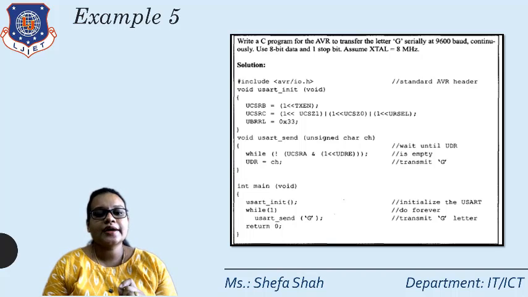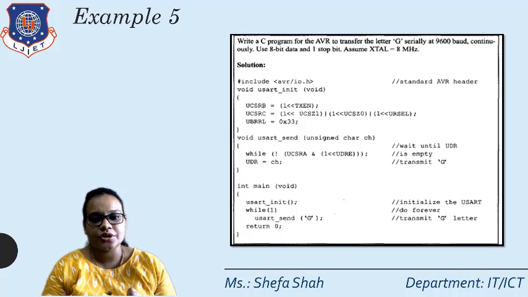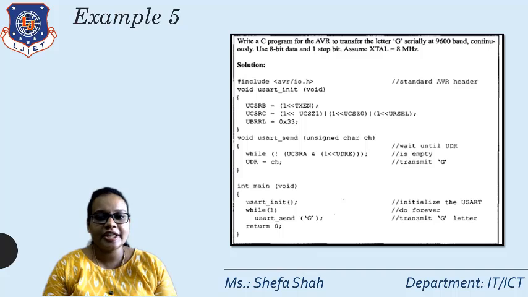Now we need to send a character, right? So here we are making another function, that is void USART_send, and in this function we are passing the variable, that is character ch. What we will check here is the UDRE bit of the UCSRA register, using a while loop. While not UCSRA and UDRE bit is set, right? If it is not set, then it will continuously check. But if it is set, then it will come out of this while loop, and the character which we have sent in the function parameter will be passed to the UDR register. So UDR is equal to ch, right?